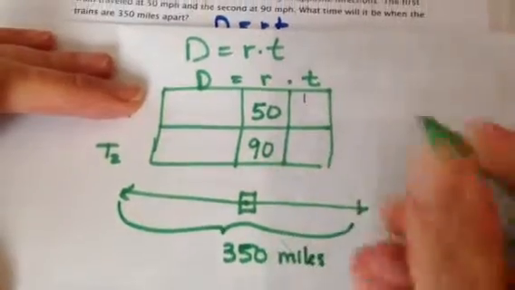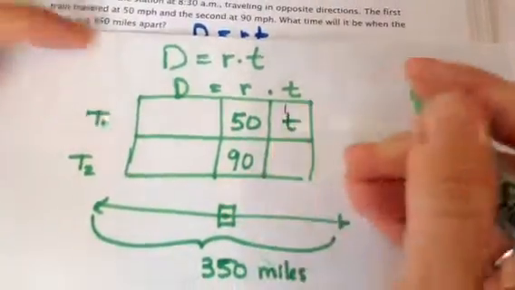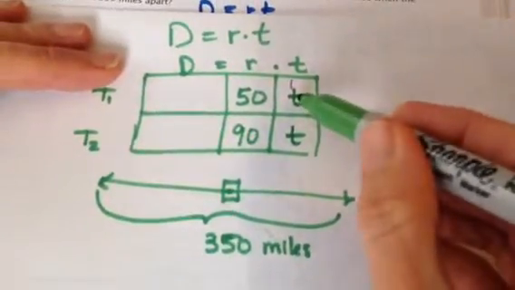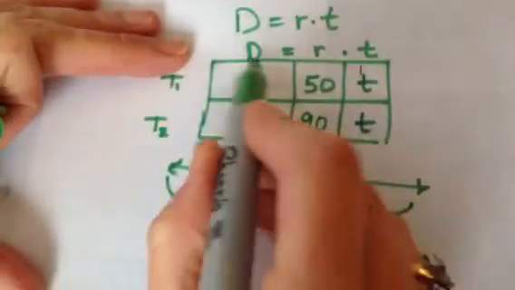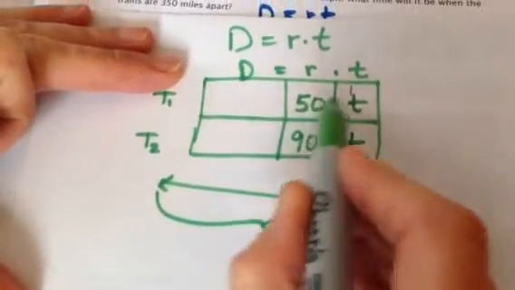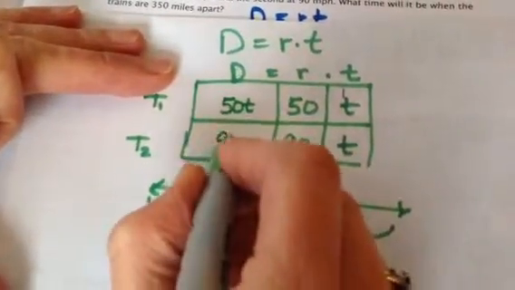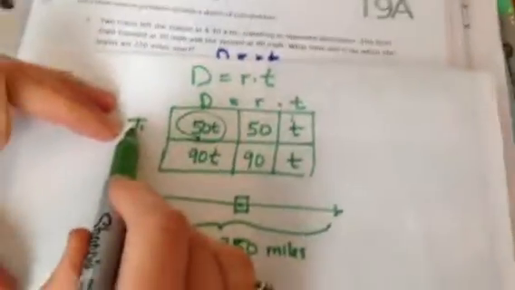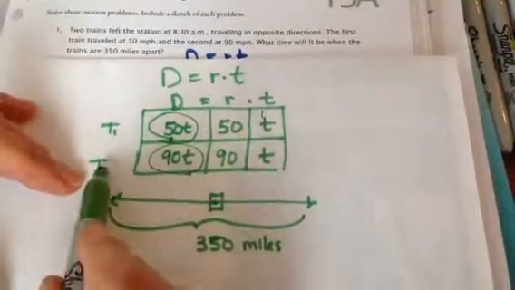Now, I do not know how long. I do not know the time, but I'm assuming, since it doesn't say otherwise, they left at the same time. So I'm going to make both of these just a T to represent my time. Now, what goes in here, you just always multiply these two together. So this would be 50T, and this one would be 90T. This is the distance that the first train went, because it's under the D. This is the distance that the second train went.